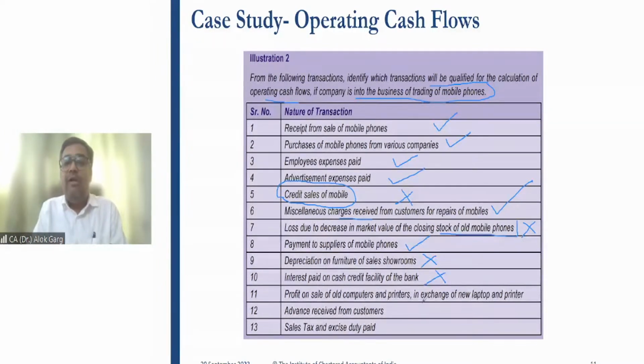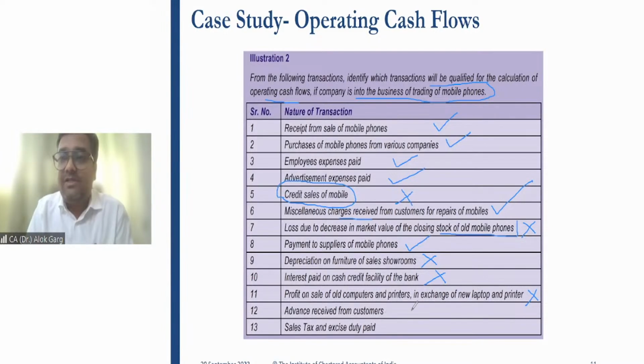Profit on sale of old computer and printer in exchange of a new laptop and printer. The company has exchanged, taking a new laptop and printer and giving the old laptop and printer. Is there any cash movement? Answer is no, and even so it would have been an investing activity.